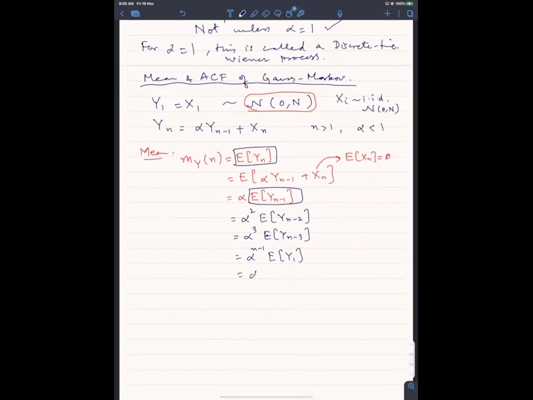Which is equal to alpha^(n-1) times the expected value of what is y1? Y1 is the same as x1, which is 0. So this came out to be 0. Okay, so the mean of the Gauss-Markov process is 0.